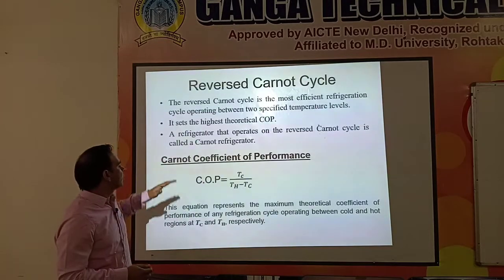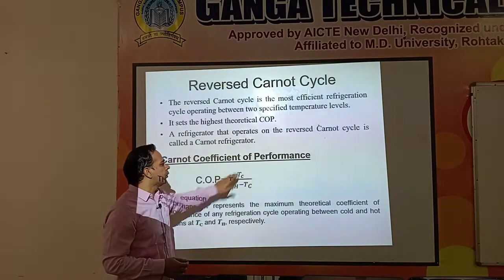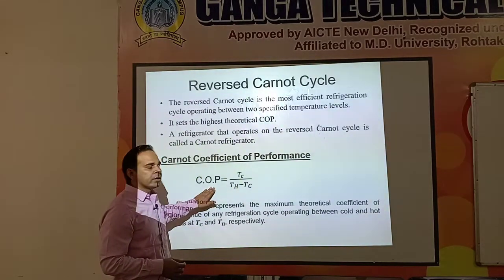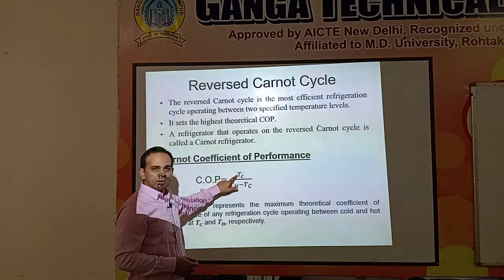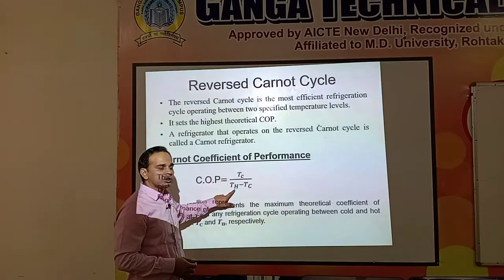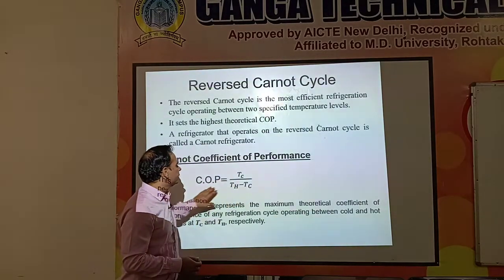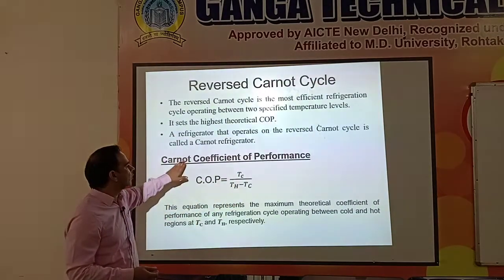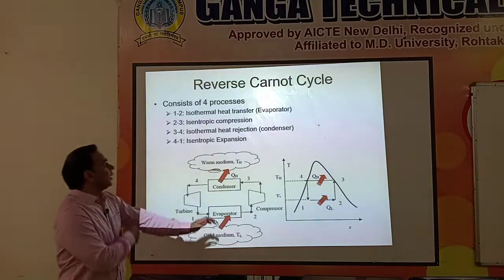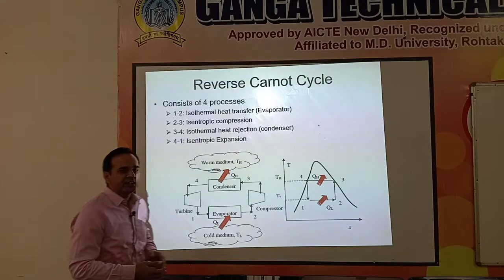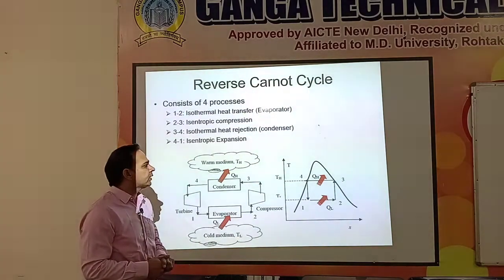So usually the Carnot coefficient of performance is given by this formula, in which we are taking the two temperatures, which are the cold body temperature and the hot body temperature. Tc divided by (Th minus Tc) will give us the coefficient of performance of our reverse Carnot cycle. Next. These are the normal processes that are taking place inside our reverse Carnot cycle.